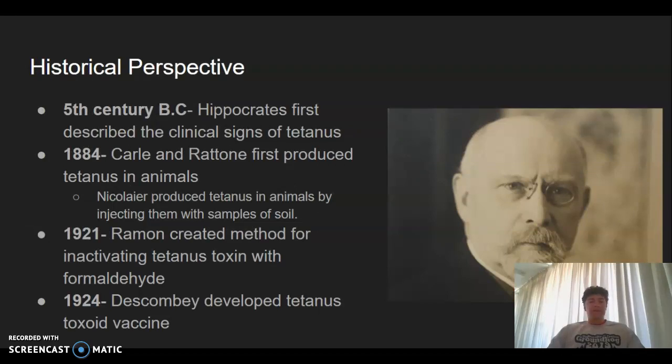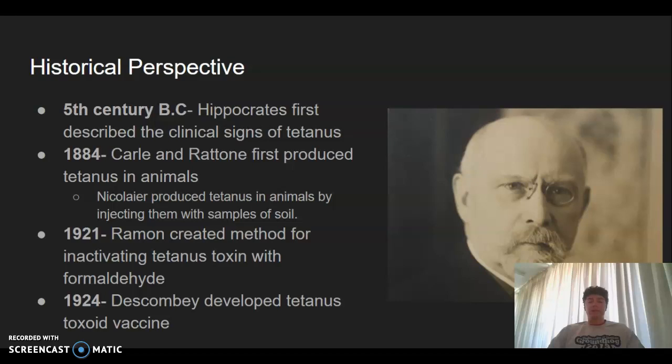Historical perspective of tetanus. In the 5th century BC, Hippocrates first described the clinical signs of tetanus. He was able to link someone with a cut or wound to having those symptoms of tetanus. In 1884, Carle and Rattone first produced tetanus in animals by taking Clostridium tetani from a deceased human who had tetanus and then inserting it into the animals.